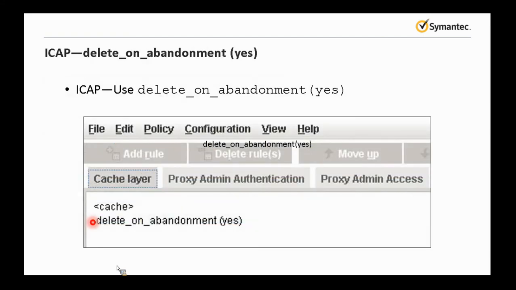Another one is if you are using the proxy to send traffic to an ICAP server. Another CPL entry that you can use is cache delete on abandonment. So it is a CPL code, delete on abandonment. Basically what it does is it will tell your proxy to stop downloading the website because the user has closed the browser.